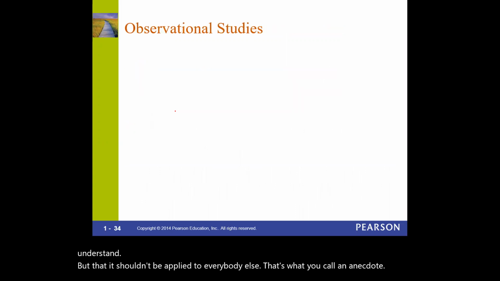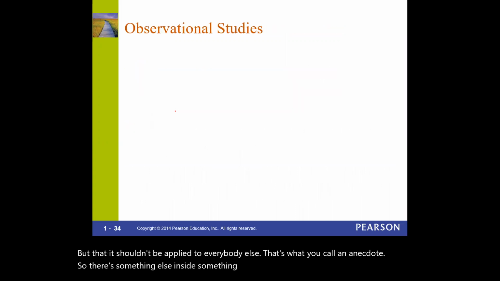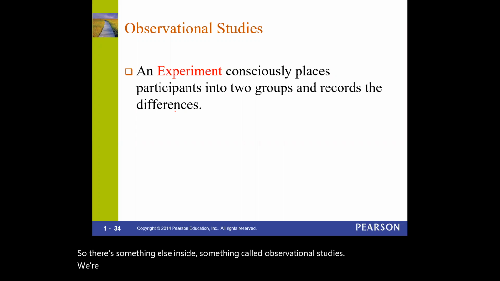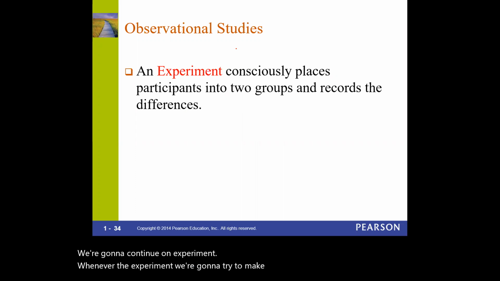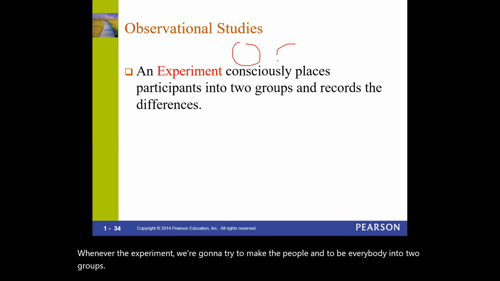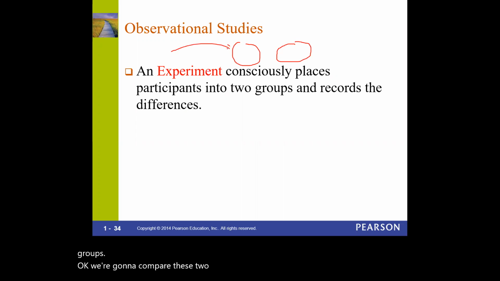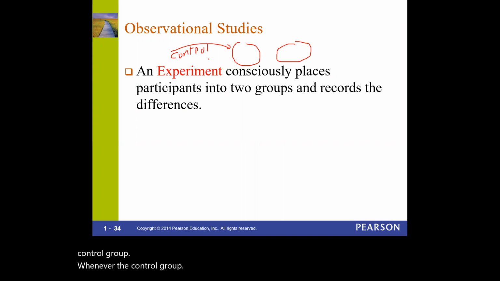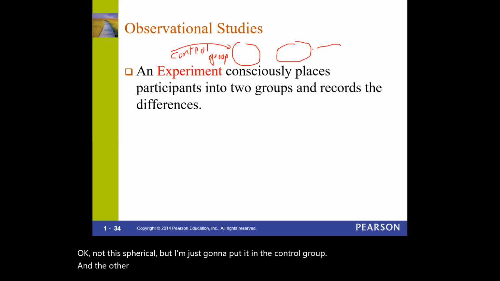There's also something in statistics called observational studies. We're going to conduct an experiment. Whenever I do the experiment, we're going to try to put everybody into two groups. We're going to compare these two groups. One of them is what we call the control group. The control group, and the other one will be, I don't know if you guys remember what I just said about the other one.